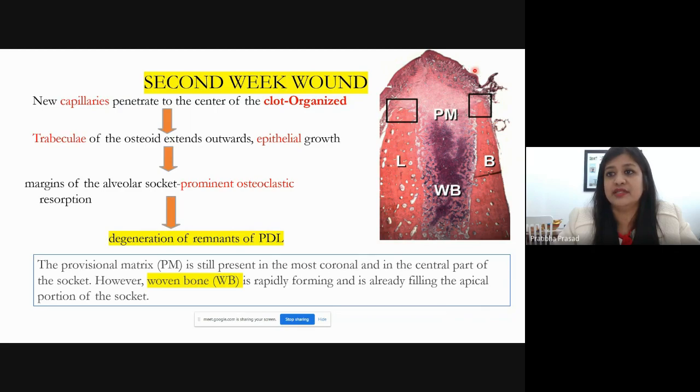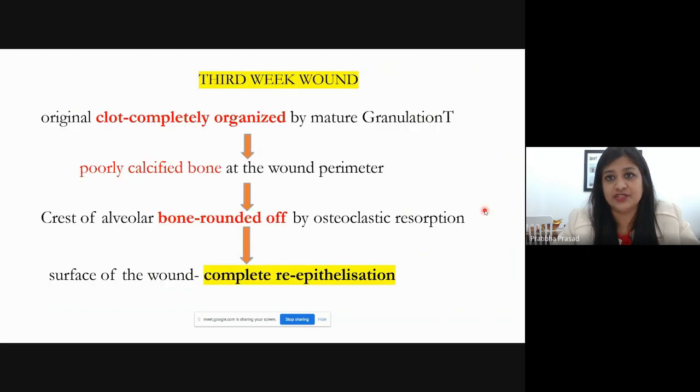And of course, the epithelialization continues. And any remnants of periodontal ligament, if at all they were here in this area, attaching the tooth to the bone, they all undergo degradation. This happens in the second week of the extraction wound.